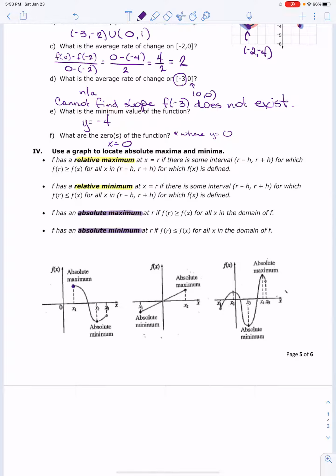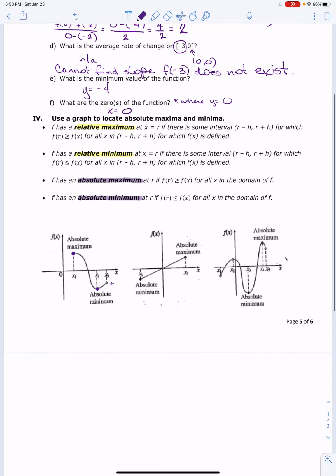We have an absolute maximum here because that value is larger than anything else. We have an absolute minimum here because that is smaller than anything else. Notice here we have an open circle, and also this one right here could be considered a relative minimum because it's the bottom of a valley. It's smaller than everything close to it, everything in the immediate neighborhood.